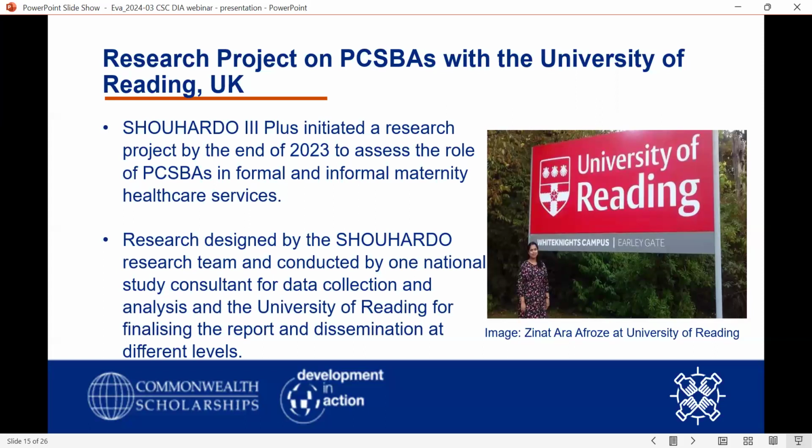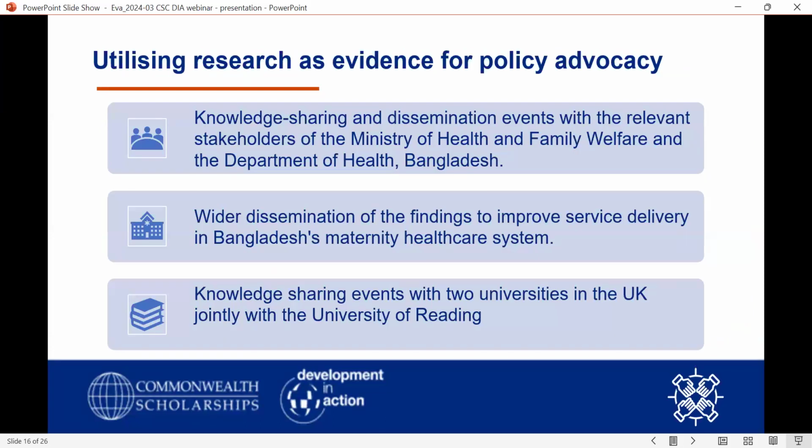So this is how, as a Commonwealth scholar, I always wanted to go back to my UK institutions, and to the UK environment and culture. Once the research project is finalized, we'll have knowledge sharing and dissemination events at different levels, including the Ministry of Health and Family Welfare and the Department of Health in Bangladesh. Then we'll have knowledge sharing events with two universities in the UK, jointly with the University of Reading. We'll also ensure wider dissemination of the findings to improve service delivery in Bangladesh's maternity healthcare system.